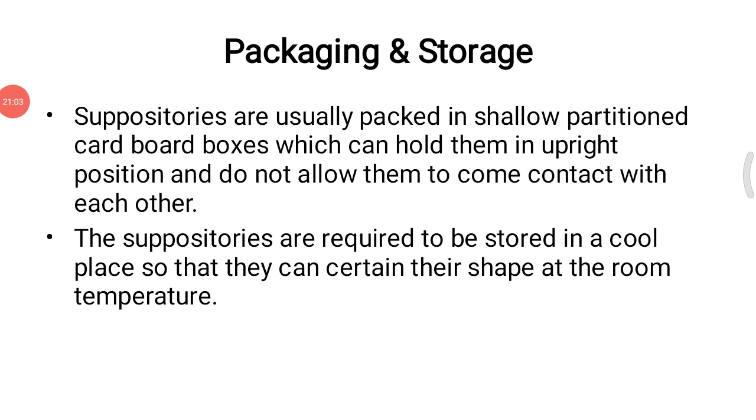Then packaging and storage. Suppositories are usually packed in shallow partition cardboard boxes which can hold them in an upright position and do not allow them to come in contact with each other. Many commercial suppositories are packed separately in aluminum foil or PVC polyethylene strip. Glycerol-gelatin suppositories are often packed in tightly closed screw cap glass containers. Nowadays, suppositories are directly molded into primary packaging made up of plastic material or aluminum foils. The molds are sealed, the excess is trimmed off and finally packed in cartons.